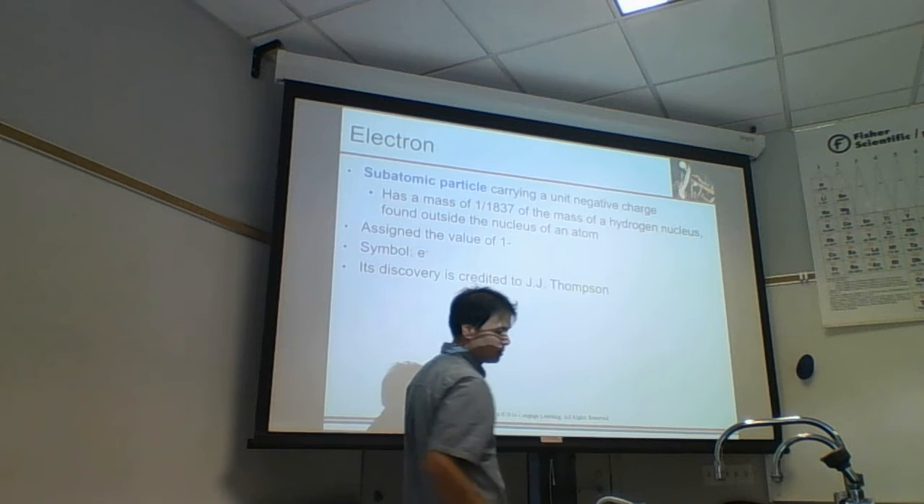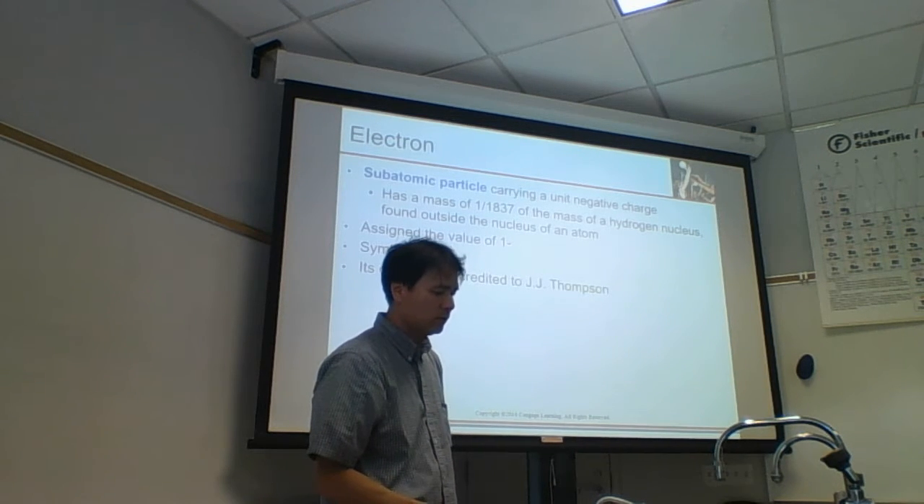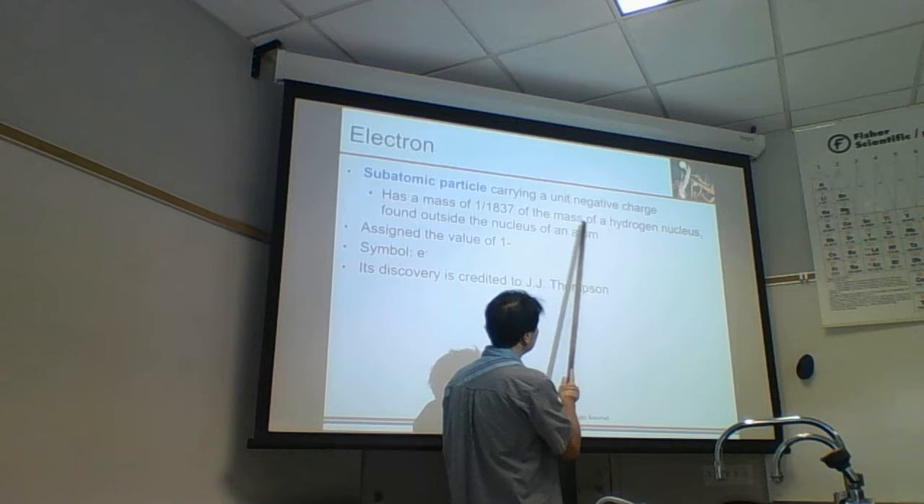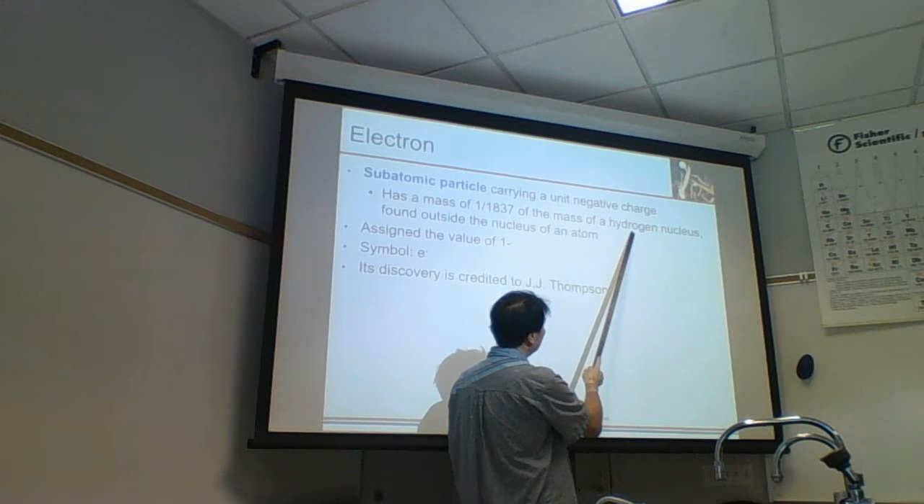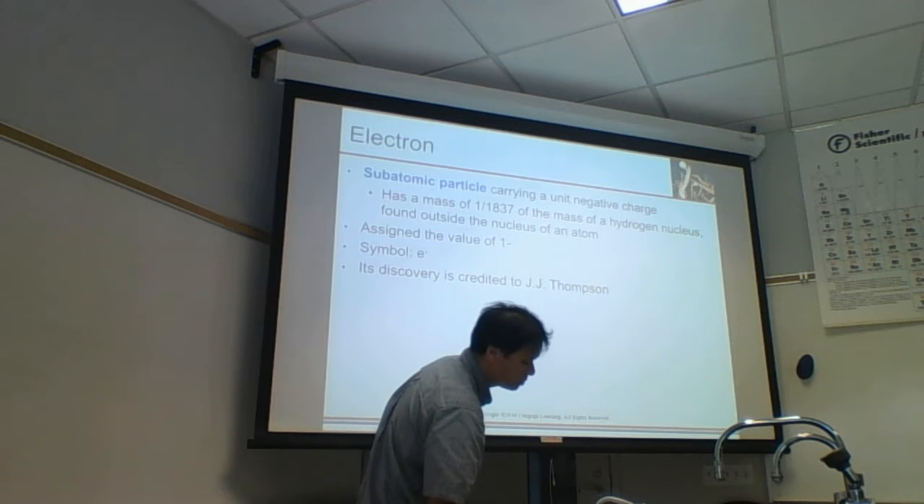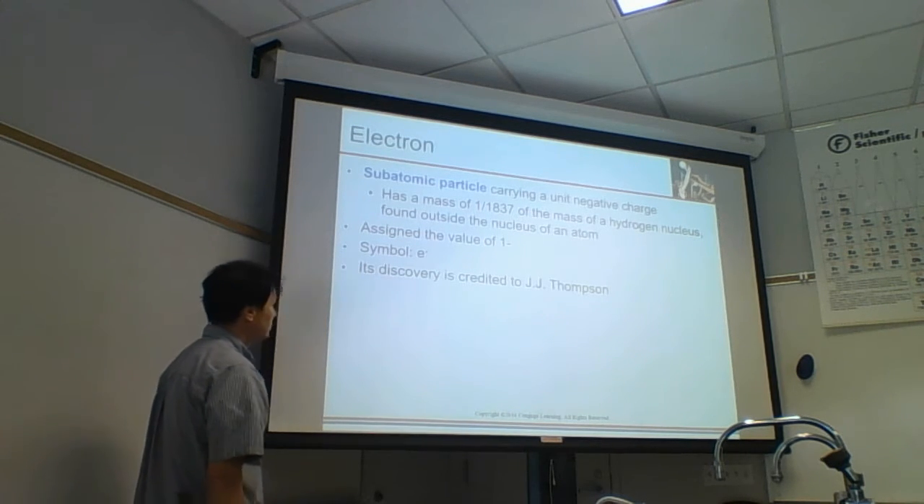Well, what is the hydrogen nucleus? Hydrogen, it turns out, has a nucleus that consists of only one particle, and that's the proton. And so this should be written. It has a mass of 2,000 times less than the proton. So, in other words, a proton weighs about 2,000 times more than an electron. So the proton is much more massive of a particle than an electron.